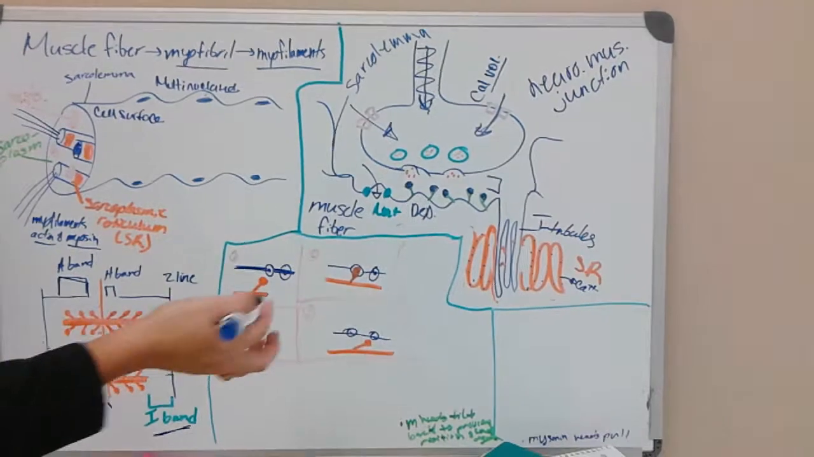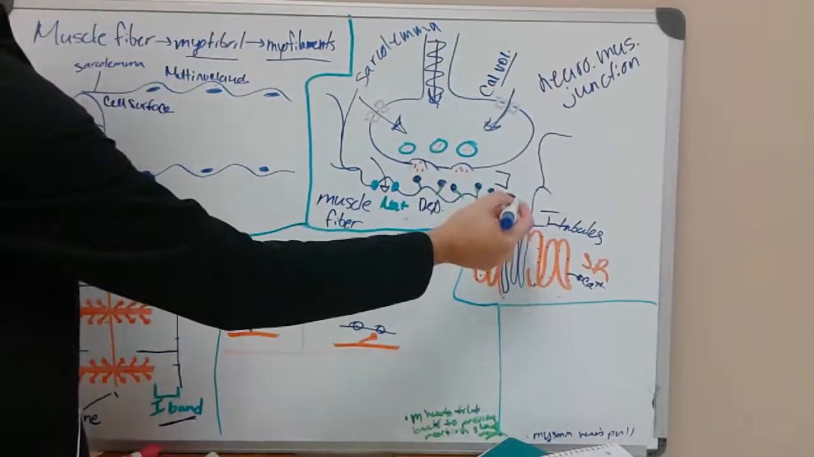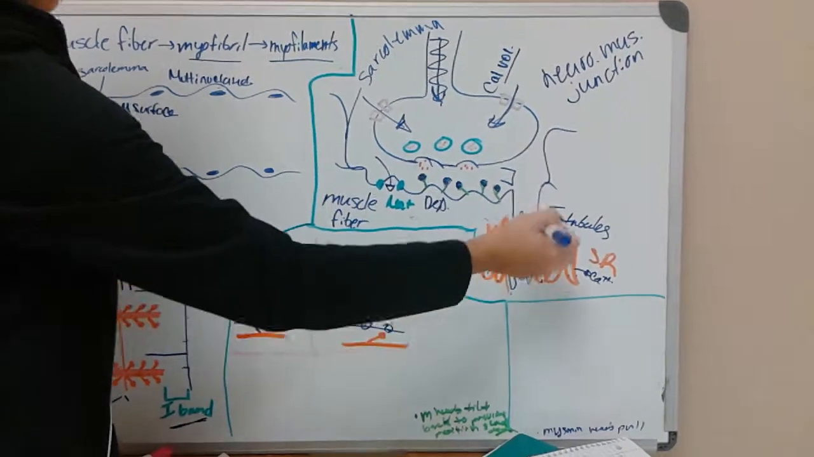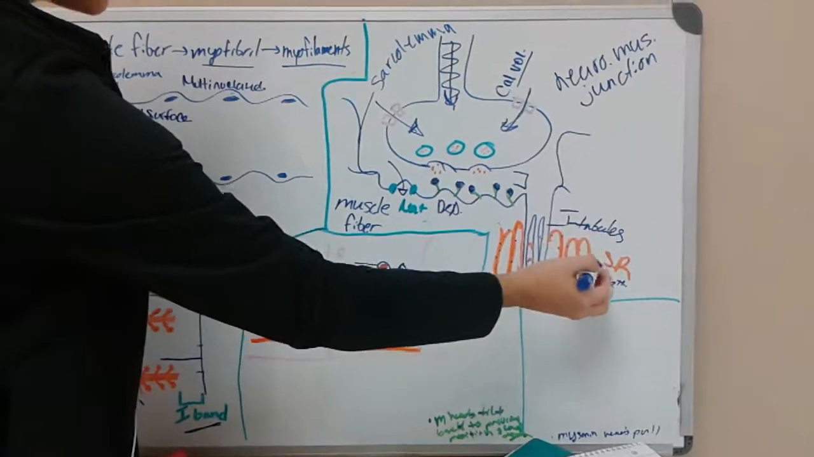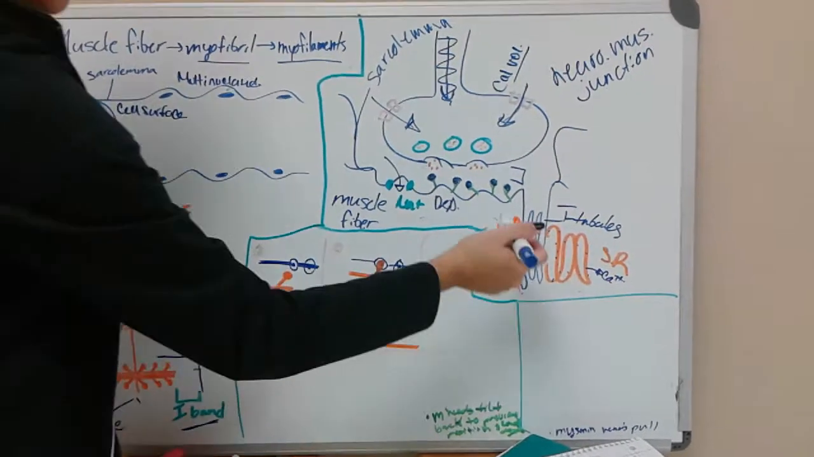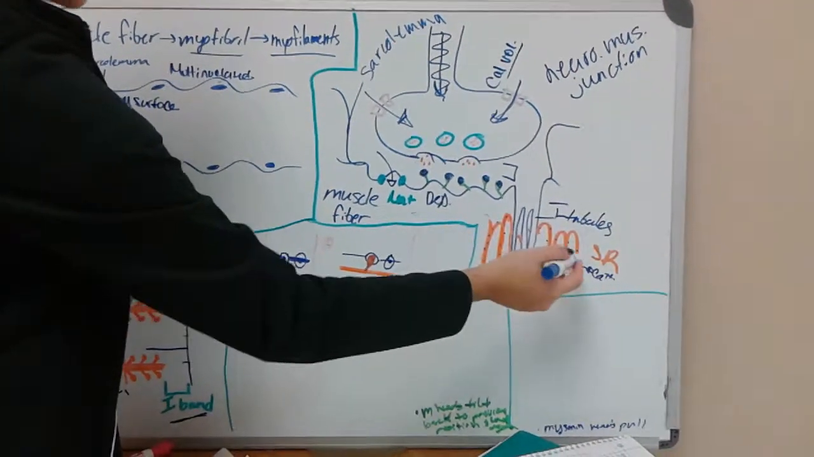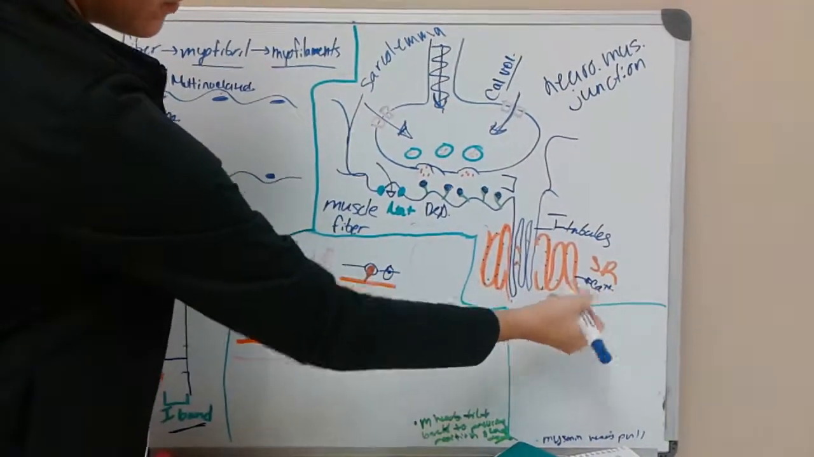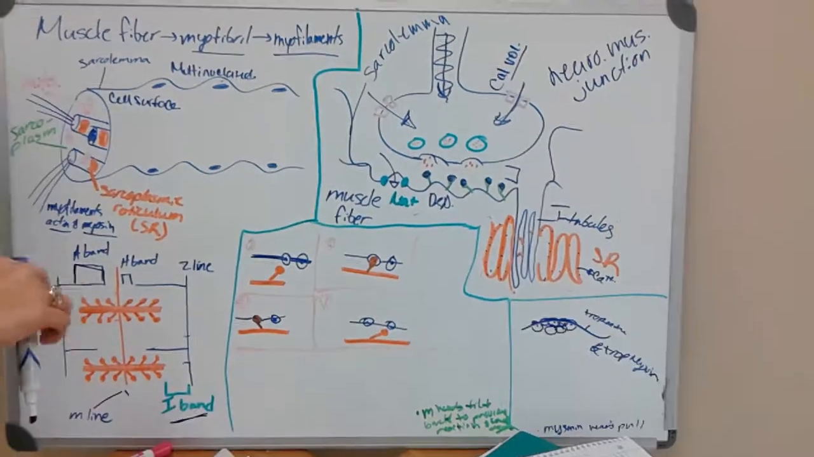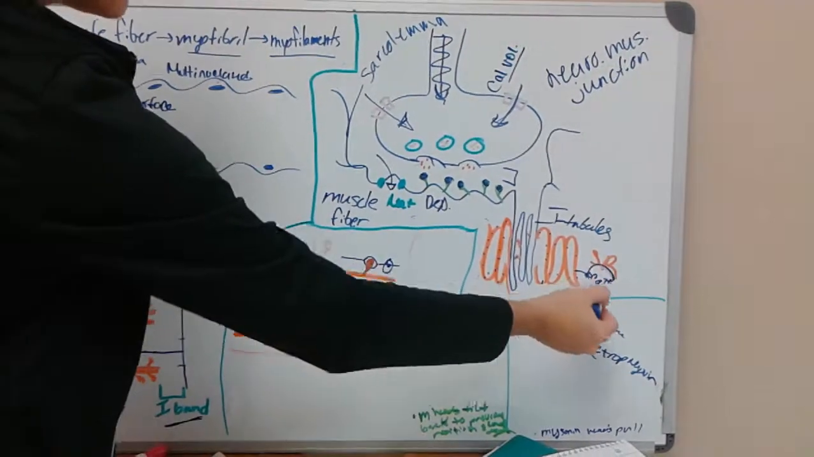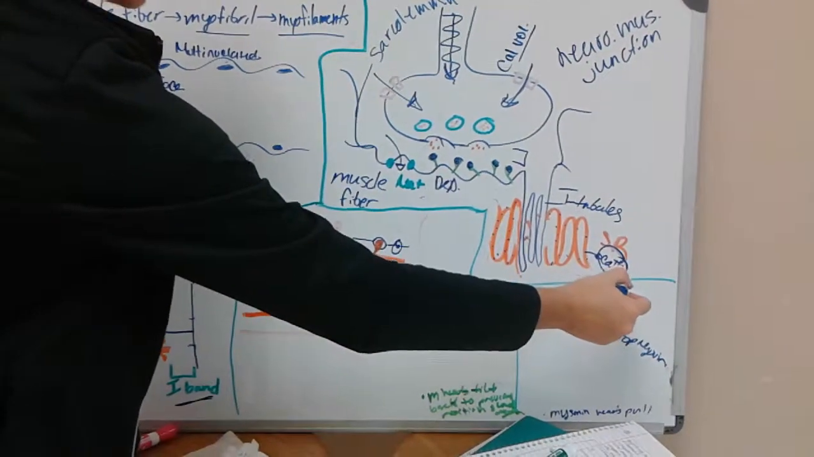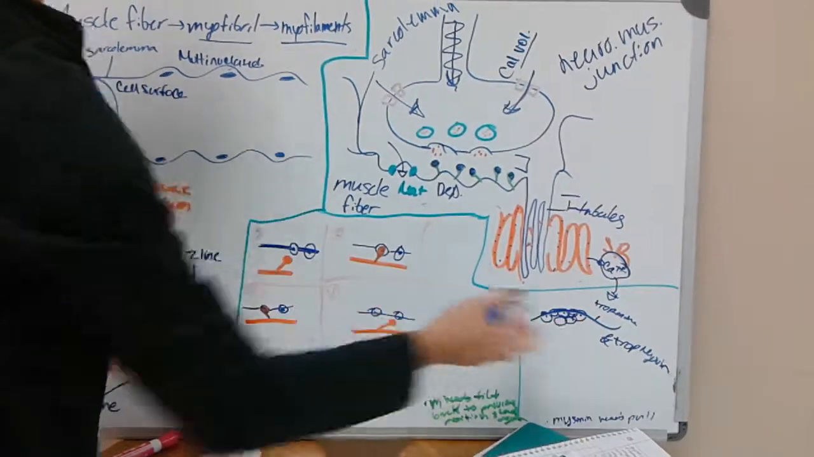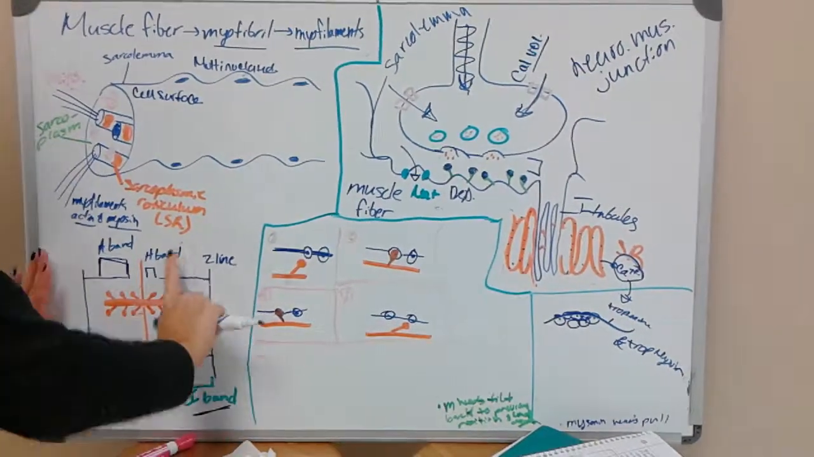This is where troponin comes in. The impulse travels down the T tubules, and because the T tubules are so close to the sarcoplasmic reticulum, it stimulates the calcium channels to open up and diffuse calcium out into the cell. What the calcium does is it binds to troponin. In our little diagram, it's over here.